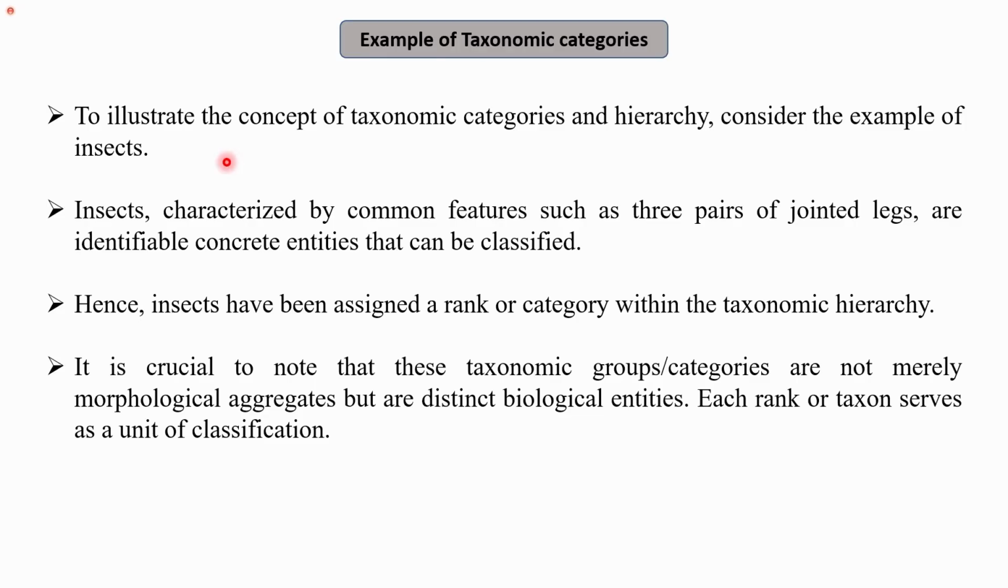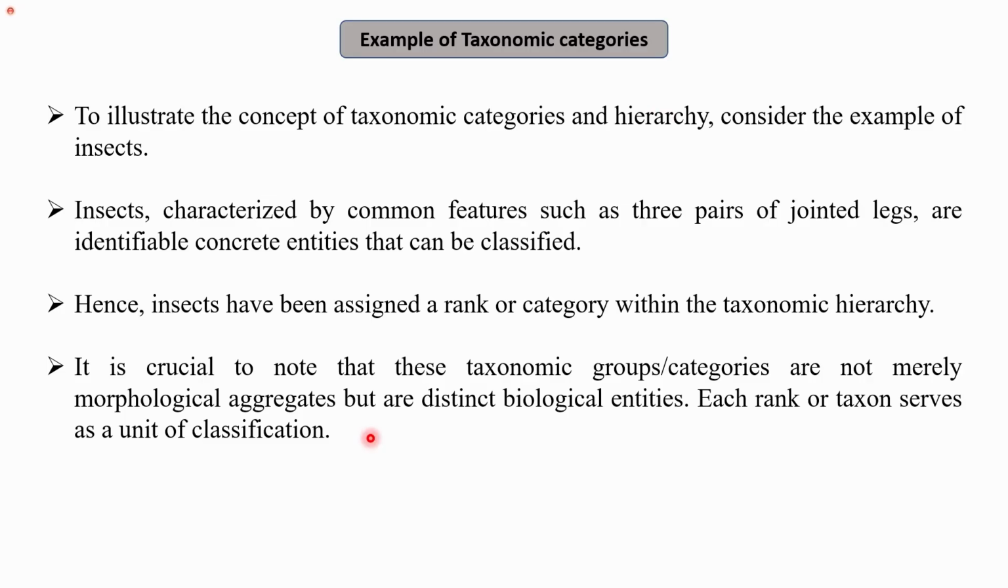It is very important to note that these taxonomic groups or categories are not merely morphological aggregates. They are not only based on the morphological sense that anything that has 6 legs or 3 pairs of jointed legs will be termed as insects, but apart from the morphological characteristics, they are distinct biological entities. All the organisms have different biological identities. Each rank or taxon therefore serves as a unit of classification.